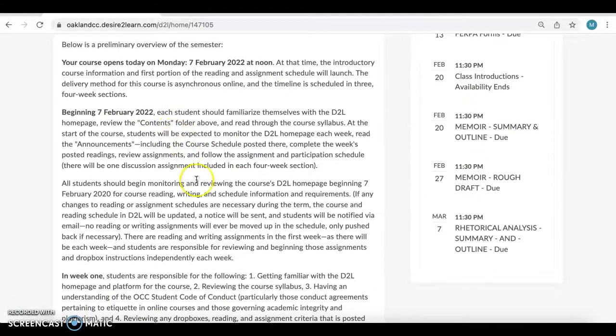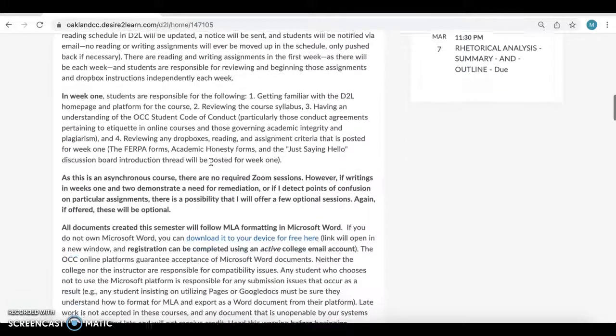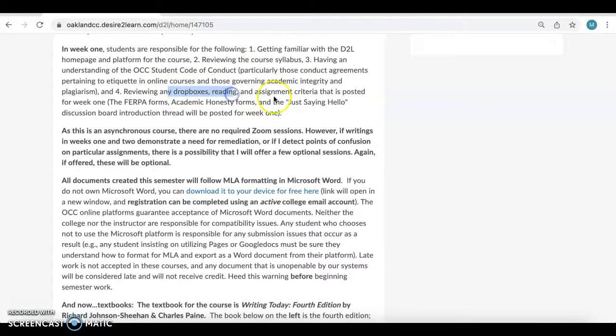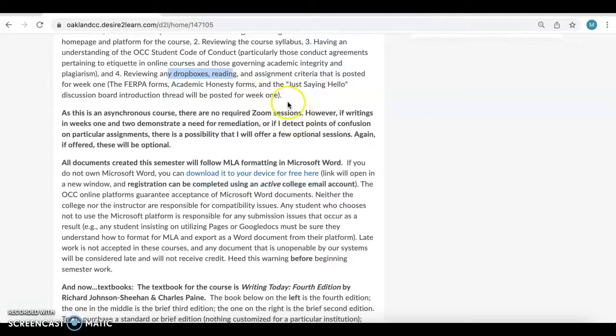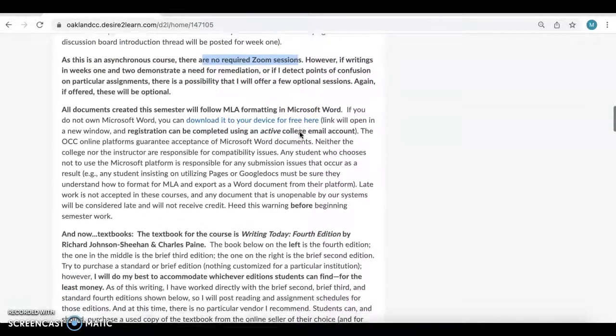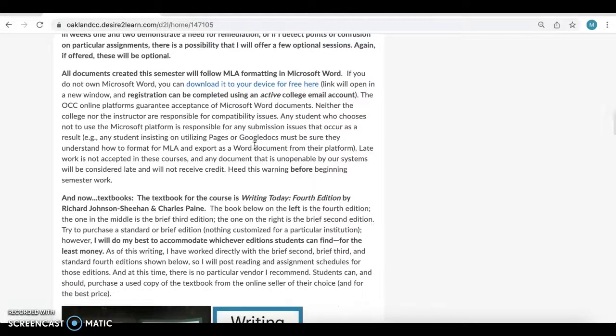So beginning the first contents, it tells you guys what you're expected to do in week 1, including reviewing the syllabus and anything that's in the content file folder for those, familiarizing yourself with the course itself, having an understanding of the code of conduct, reviewing any and all drop boxes and assignment criteria. This, as I said, is just the FERPA forms and the academic honesty and the discussion board. This is asynchronous. There are no required Zooms. Make sure you read through that message. I may have some that I post that are optional, that have to do with remediation. Again, those would be optional.